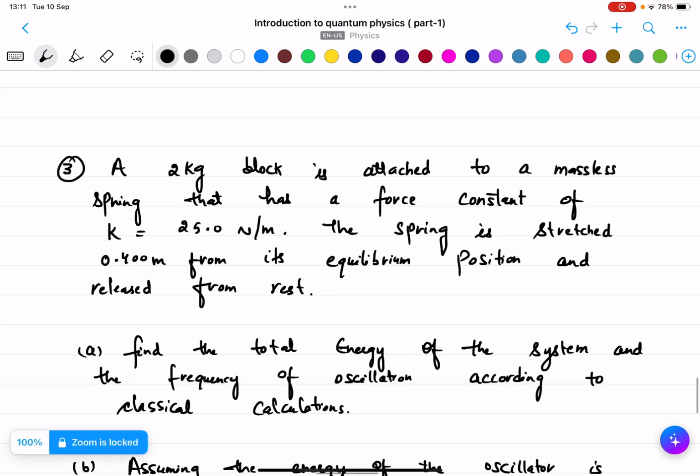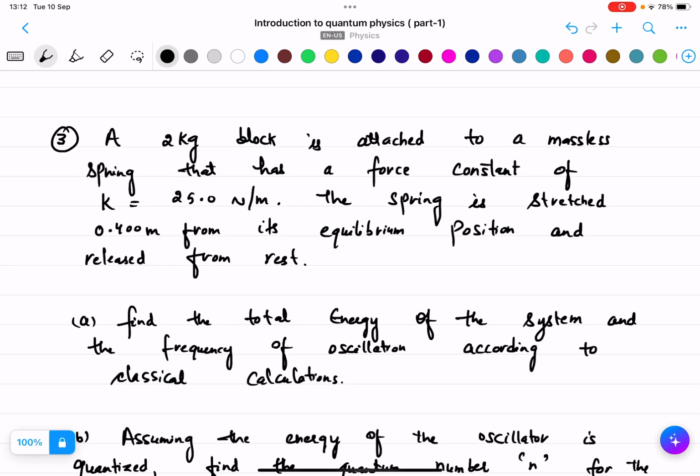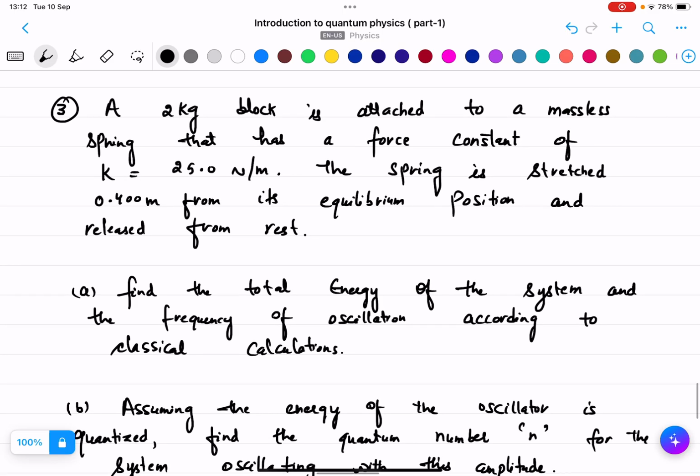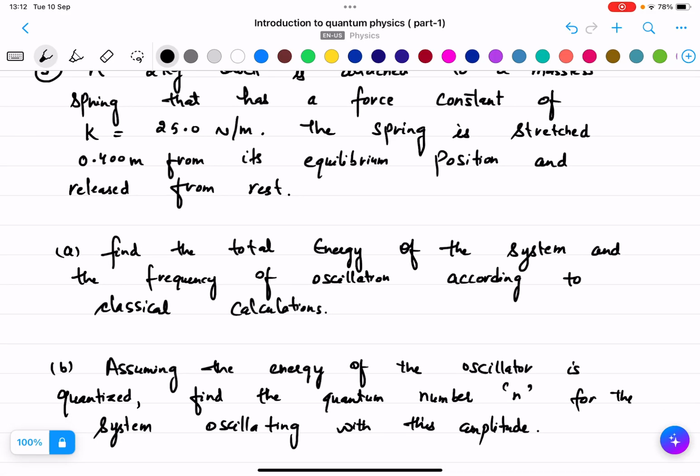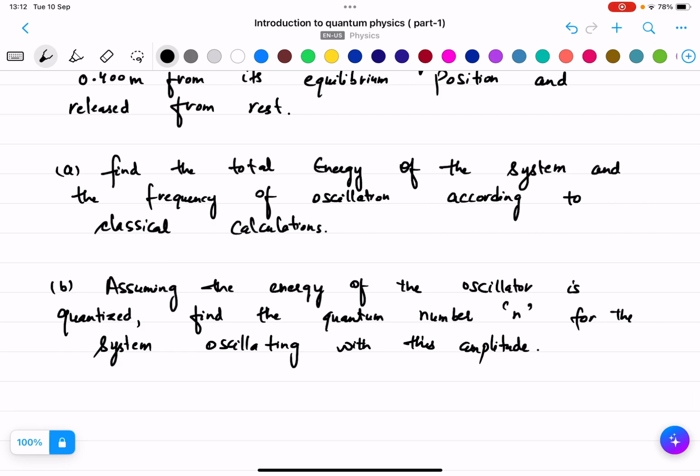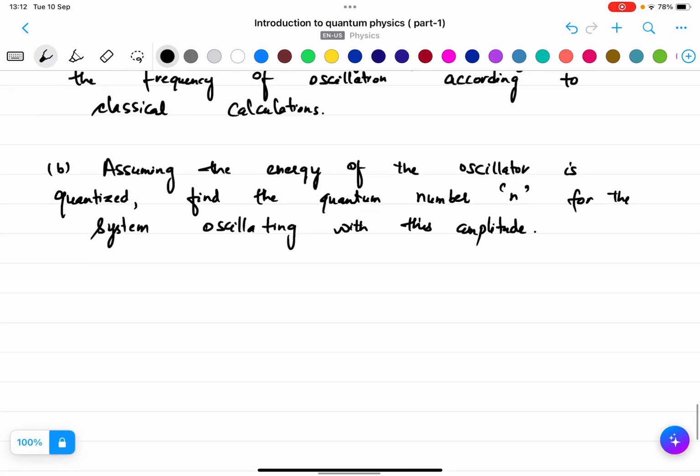Now, question number 3. A 2 kg block is attached to a massless spring that has a force constant of K equals 25 Newton per meter. The spring is stretched 0.400 meter from its equilibrium position and released from rest. A, find the total energy of the system, and B, assuming the energy. B we will do later. So first we will solve the A part.